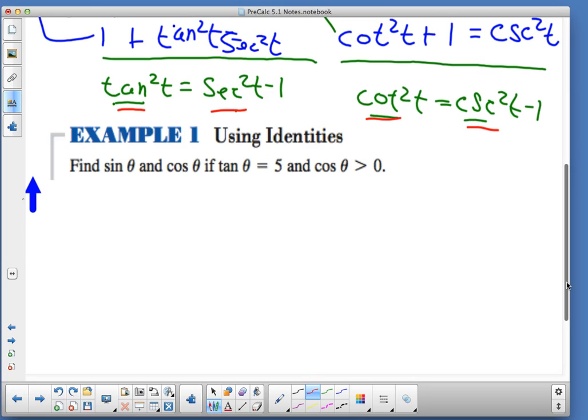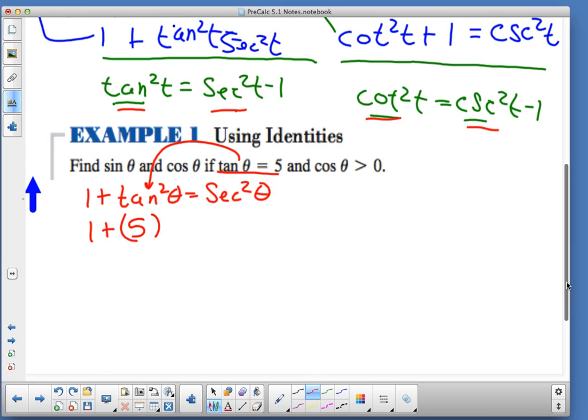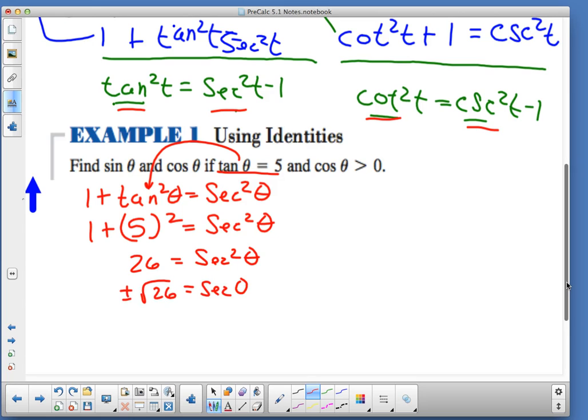So in order to do this, we're going to say 1 plus tangent squared theta is equal to secant squared theta. The reason I did that is because they told us that tangent theta is 5. Well, I know that tangent theta is 5, so I'm going to pop that in. Now I've got 1 plus 5 squared is equal to secant squared theta. Okay, well, I square that and I get 26 is equal to secant squared theta. I take the square root, plus or minus the square root of 26 is equal to secant theta.